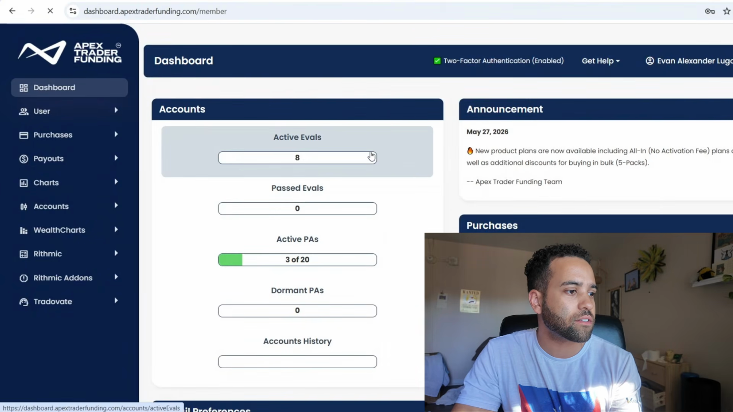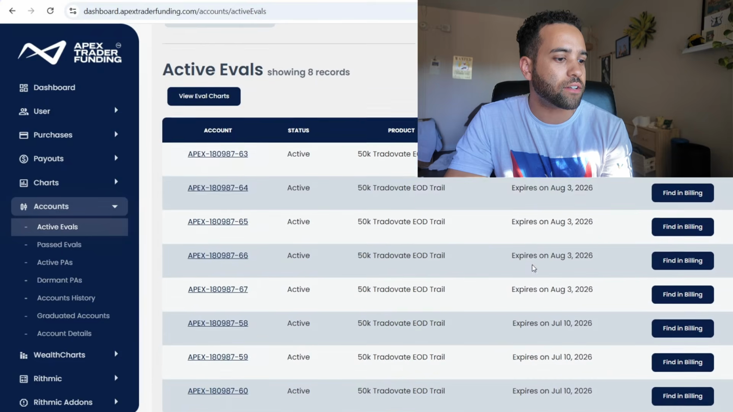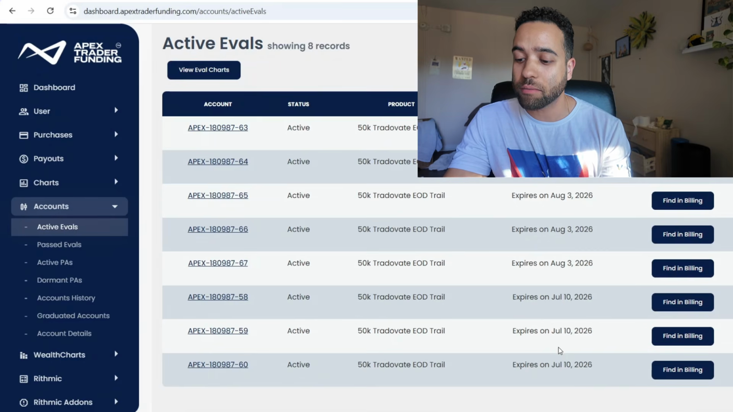Active evals. Let's see if it tells me. Expires on. Okay, right here. They all expire on July 10th. So I gotta pass these this week. I gotta pass them or blow them this week.